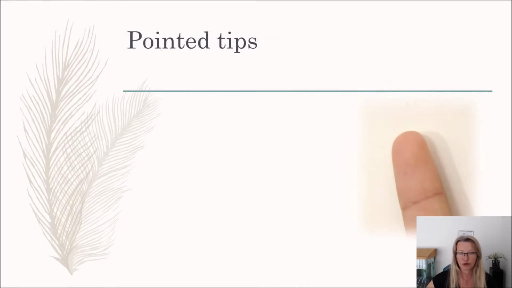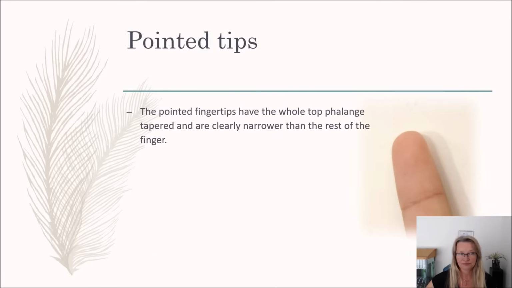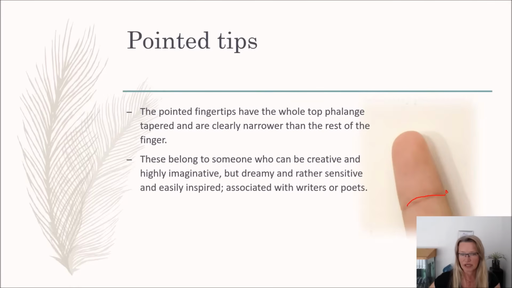Now we're moving on to the pointed fingertips. Now the pointed fingertips might be a little bit hard to know for sure. If the person has chubby fingers at the bases, it's easy to think that the tips are pointed, so you have to look quite carefully. So the whole top phalange will taper, starting from the top phalange line, it'll start tapering from that point. And clearly it will be narrower than the rest of the finger.